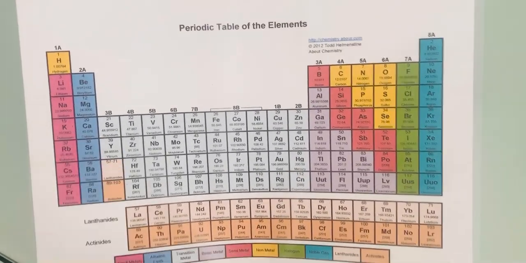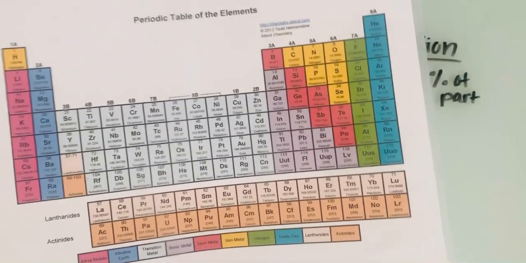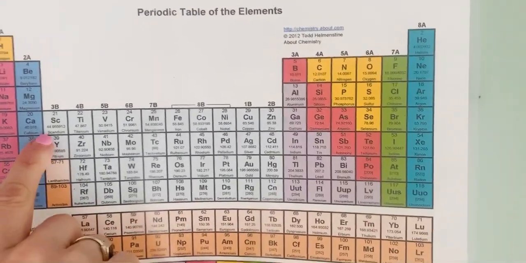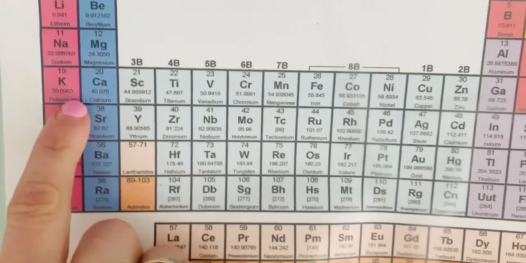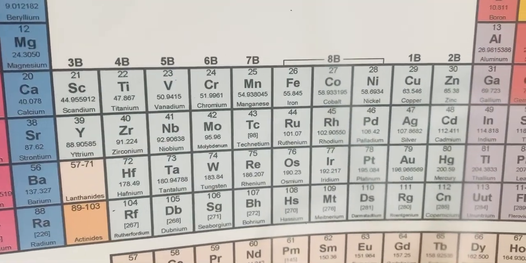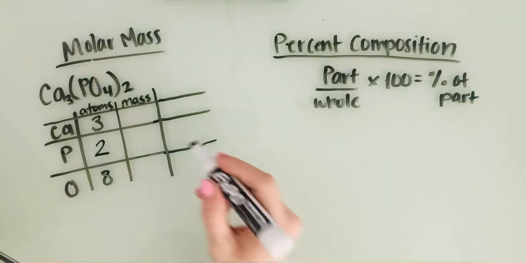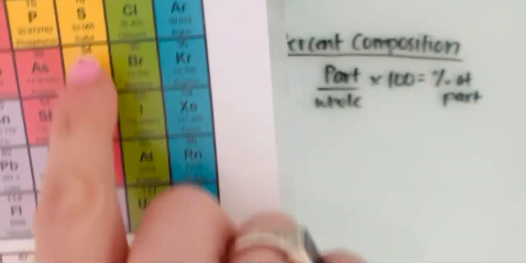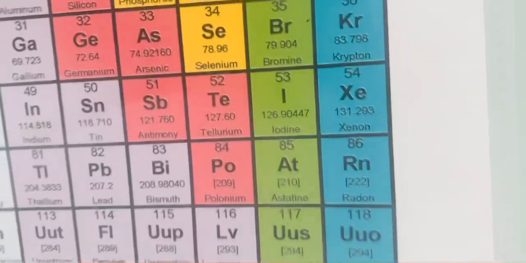So if we look at calcium, we're gonna round to the nearest whole number. Let's make this easy. So calcium, 40.078, we're gonna round it to 40. Phosphorus, we look here. Again, rounding to the nearest whole number.